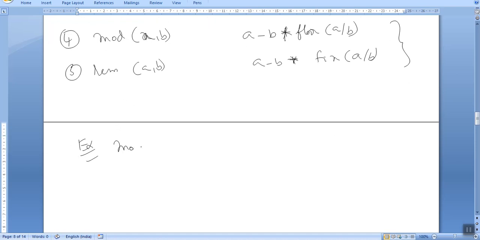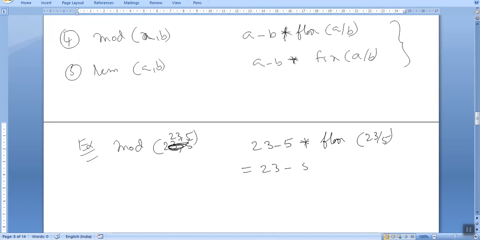Okay, I will show you one example. Mod 23 comma 5. What is the procedure? 23 minus 5 into floor of 23 by 5. So this value is 23 minus 5 into, 23 by 5 is 4 point something.